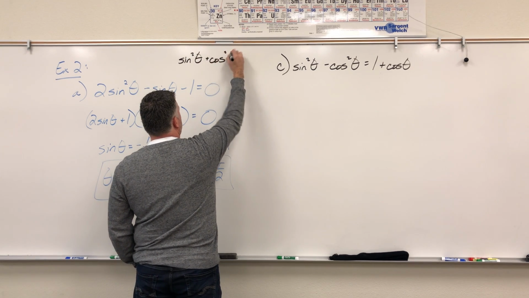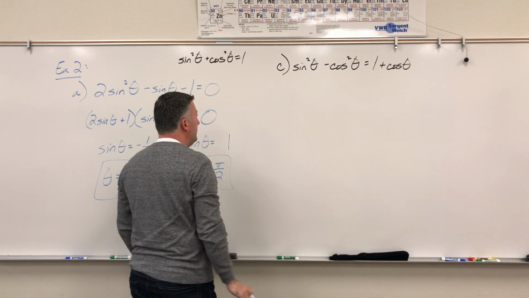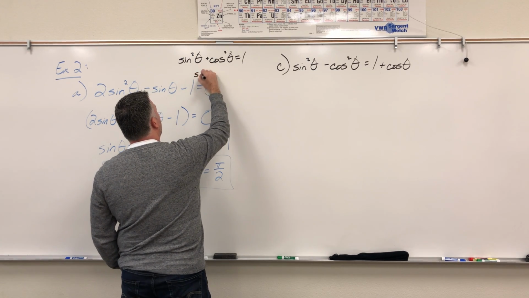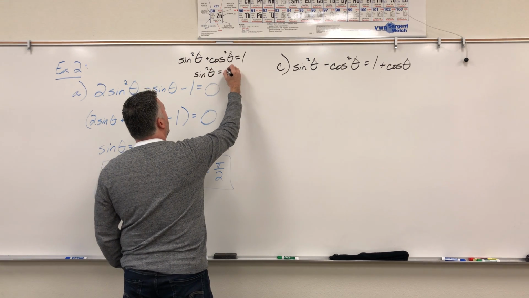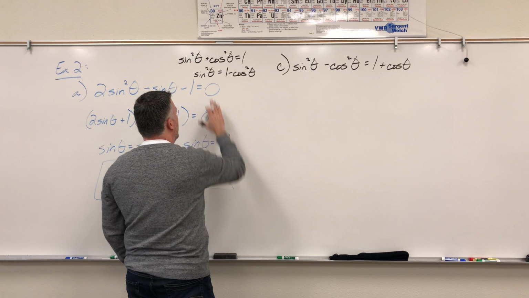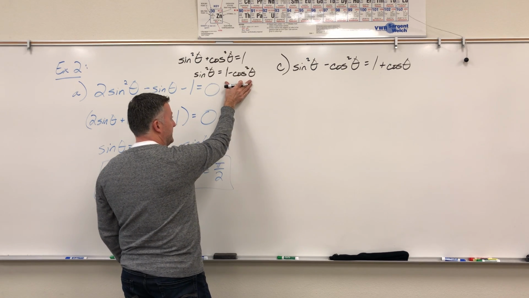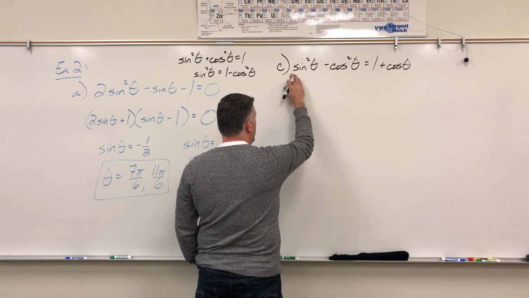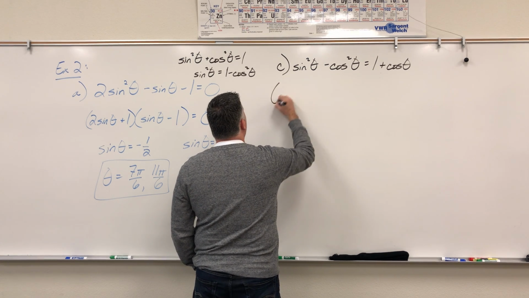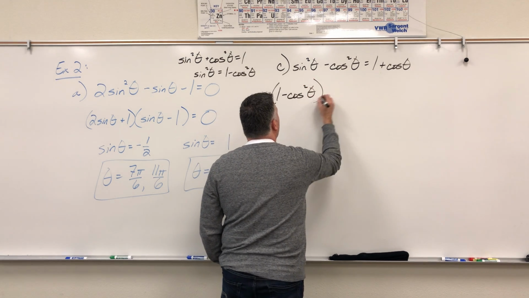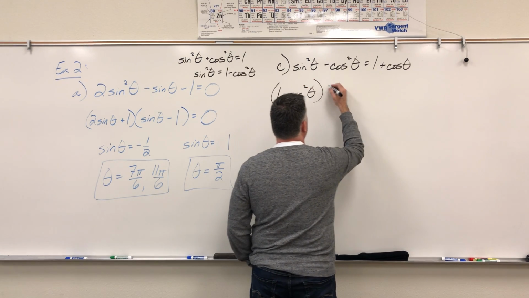Sine squared plus cosine squared equals 1. We're going to use it, because if you swing the cosine squared over, now you know what you can replace that sine squared with. So 1 minus cosine squared is going to go in for just this term. And we're going to leave the rest of it the way it is.